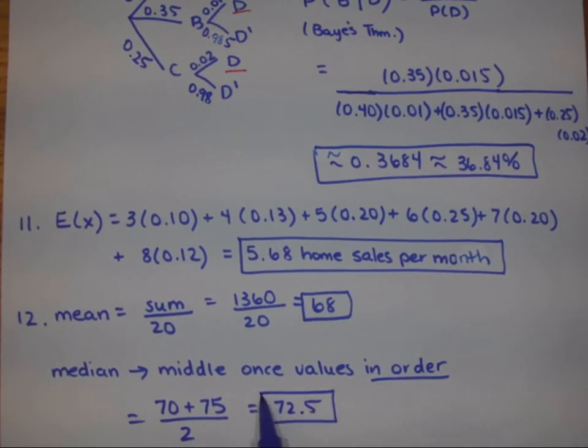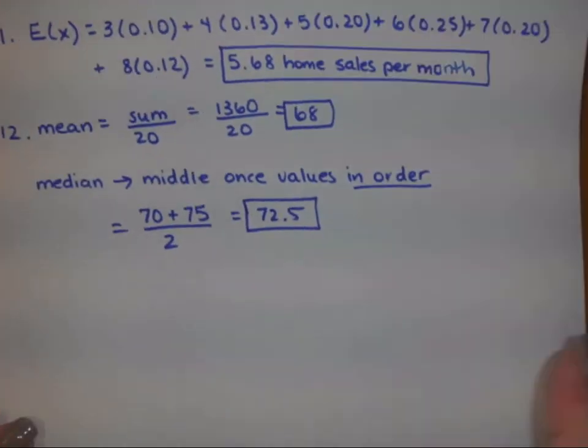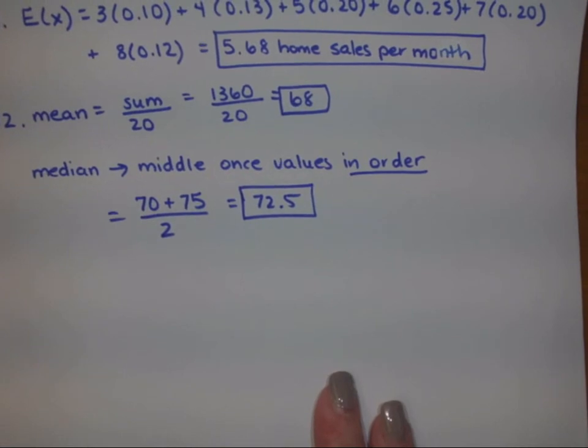Okay, so when there's one clear middle, then that's the median. But when there's 2 tied for the middle, you average those 2 middles together.